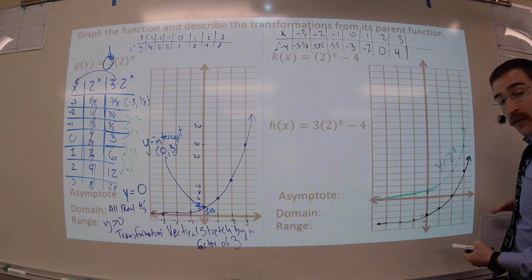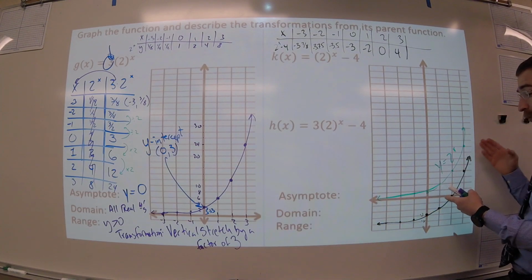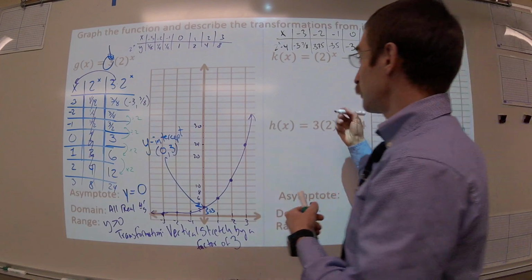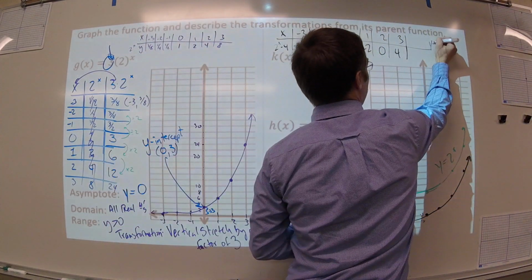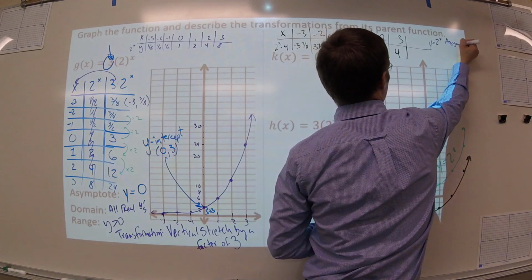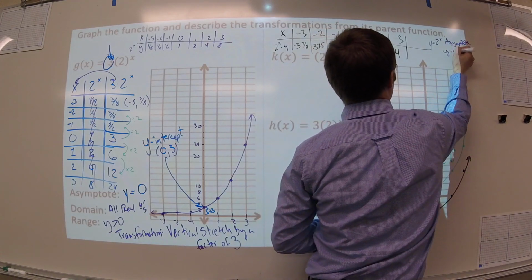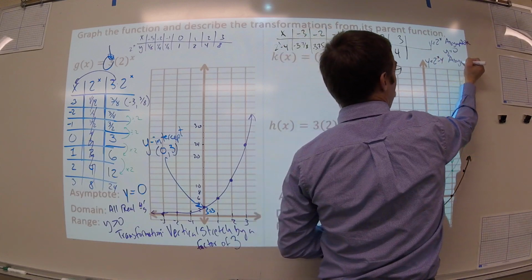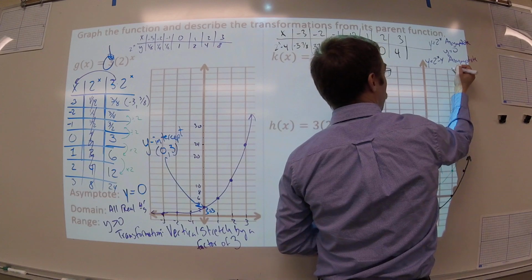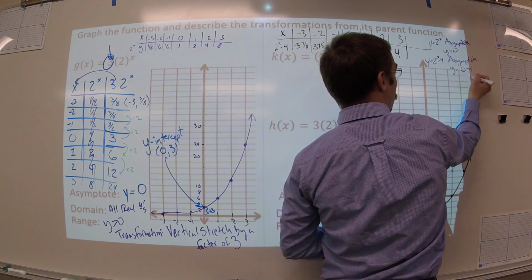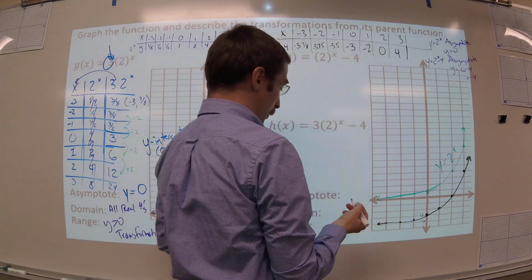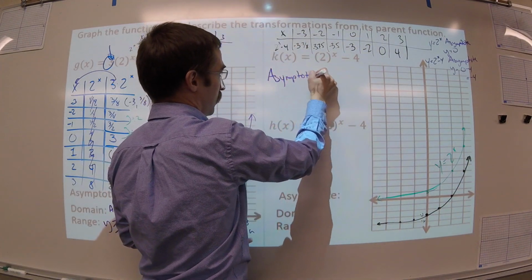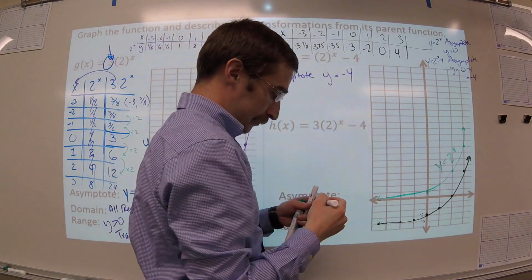Now, the original asymptote for y equals 2 to the x is at y equals 0. If I have y equals 2 to the x minus 4, the asymptote is y equals 0 minus 4, which is negative 4. So the asymptote here is y equals negative 4.